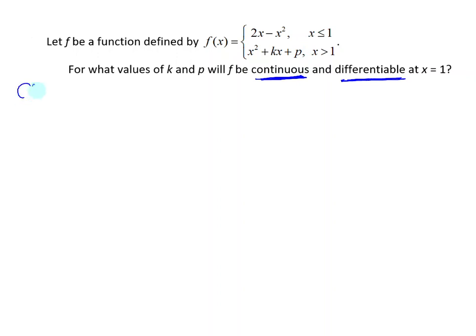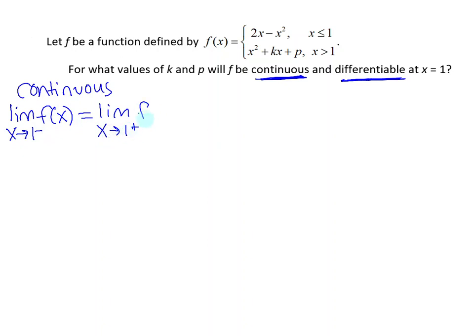Let's start with when our function will be continuous. So remember that our definition of continuity said the function value has to exist, the limit exists, and those two equal each other. If the limit exists for a piecewise function, we want to make sure that the left-hand limit equals the right-hand limit as x approaches 1. Then we'll know that the limit exists. So that's what we're going to make sure that we do. The limit as x approaches 1 from the left for f of x will equal the limit as x approaches 1 from the right of f of x.